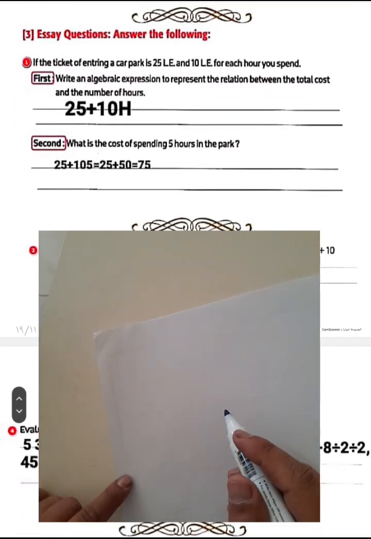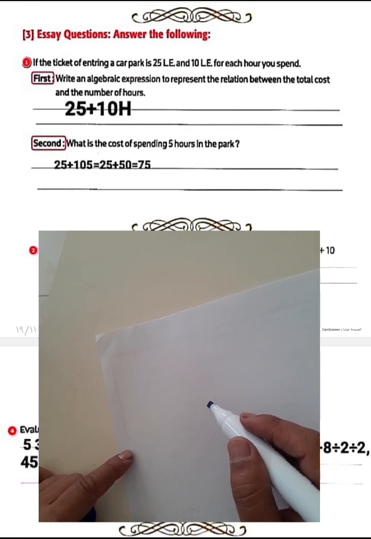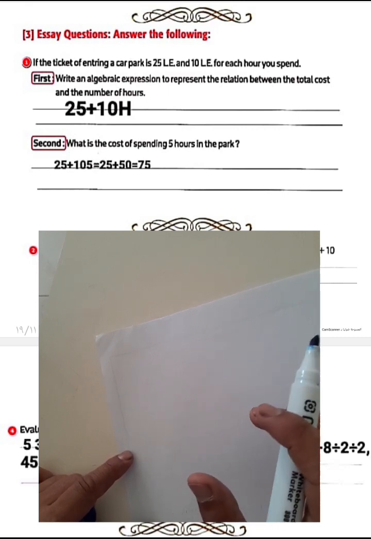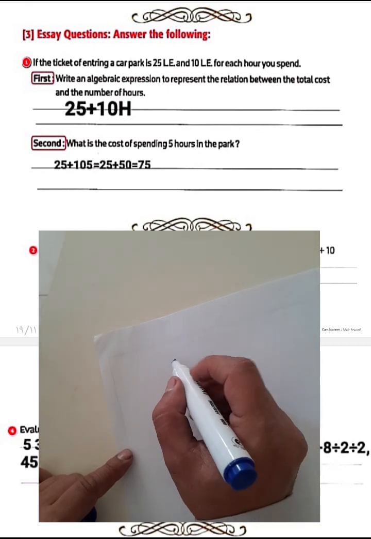Easy question. Answer the following. If the ticket for entering a car park is 25 lira and 10 lira for each hour you spend. First, write an algebraic expression to represent the relation between the total cost and the number of hours. We can write the unknown as h or n or m as you like. Okay, we have the constant. The constant here is the ticket for entering the car park. It will be 25 lira.